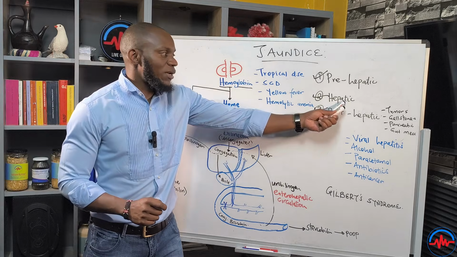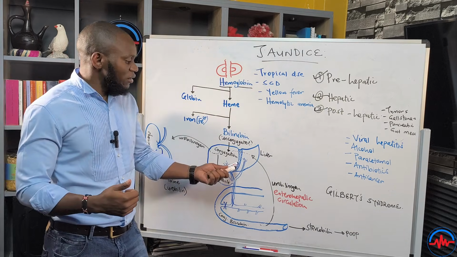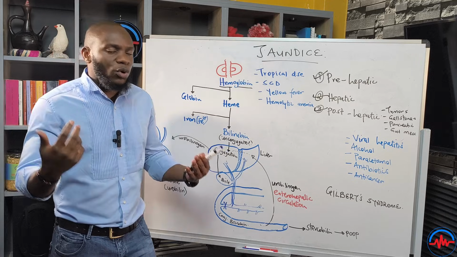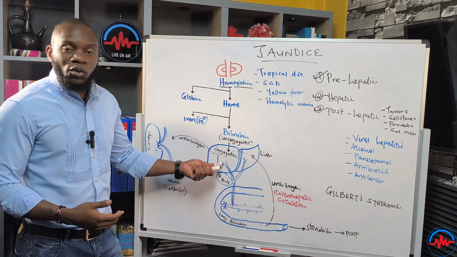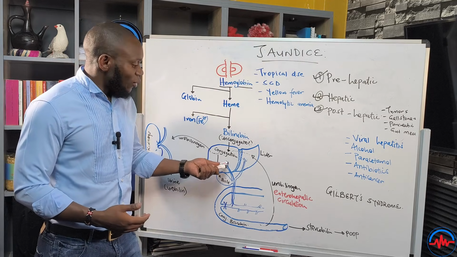Right? So that is stage number 2. Therefore, any tumor in the liver, any problem in terms of alcoholism, people who are more alcoholic, they have a fatty liver, an alcoholic fatty liver.